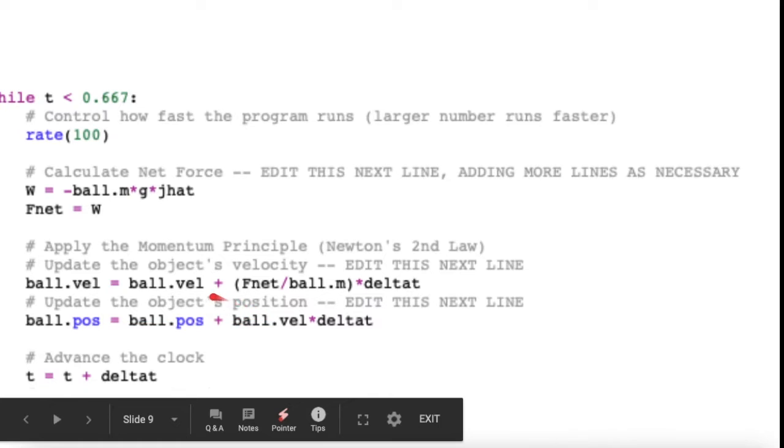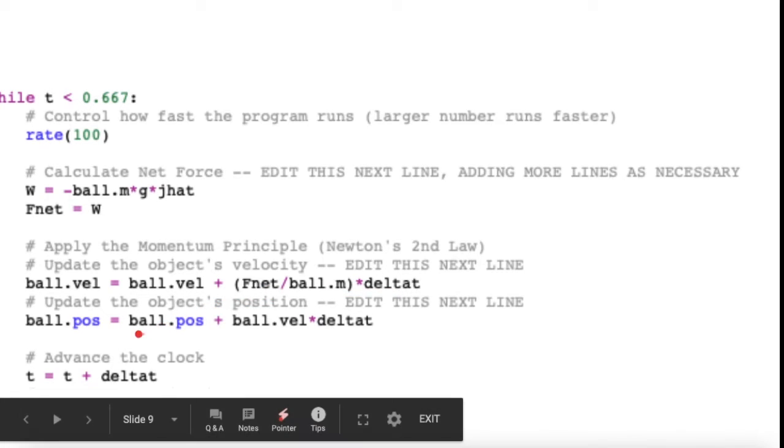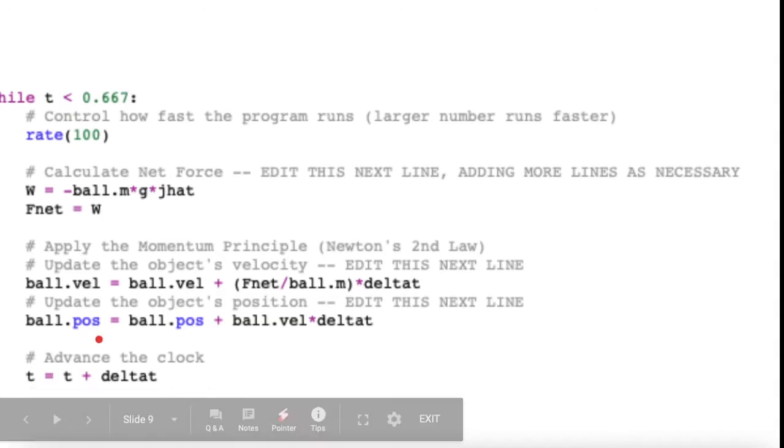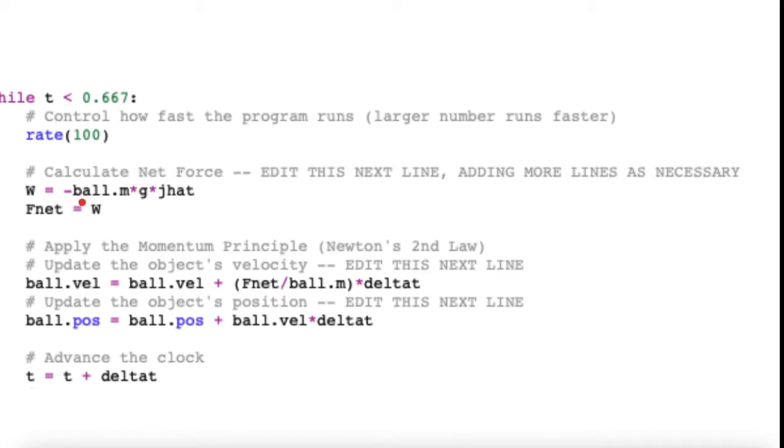So we have our formulas. We know that it's our initial velocity plus the net force divided by the mass times change in t, and we know the position of the ball is the initial position plus the velocity of the ball times change in time again. So we know that our net force is equal to the weight force, which is the mass of the ball times the gravitational constant, and then again times j hat to get it all in our y direction.